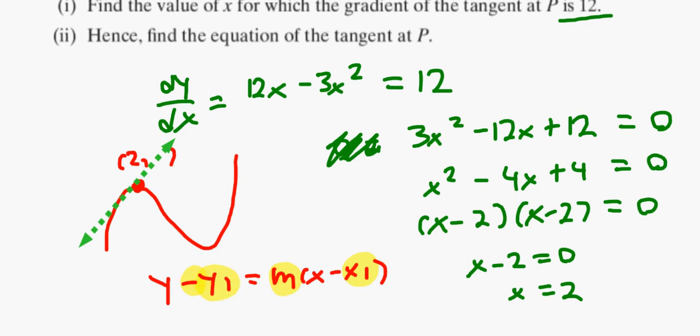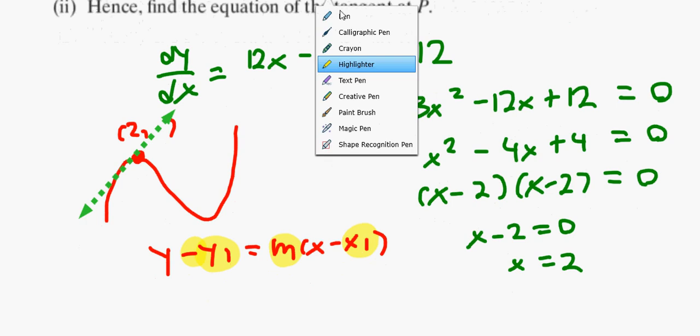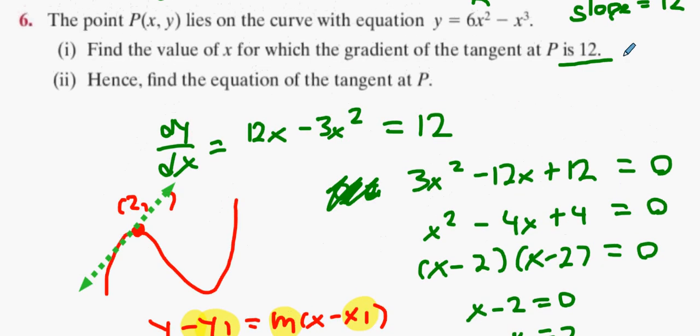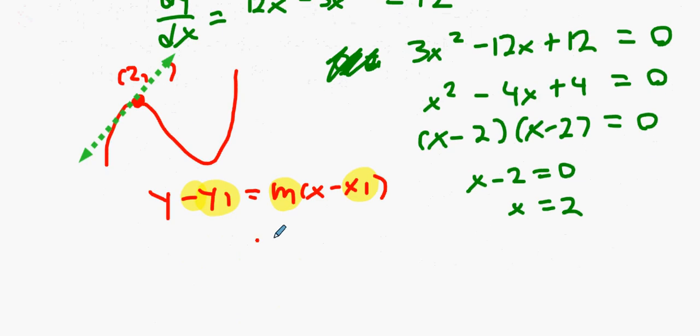Do we have the slope? Does it tell us what the slope is? What's the slope? 12. Great. Do we have the x1 value? What is it? 2. Do we have the y1 value? No. Anybody take a guess on how we get the y1 value?